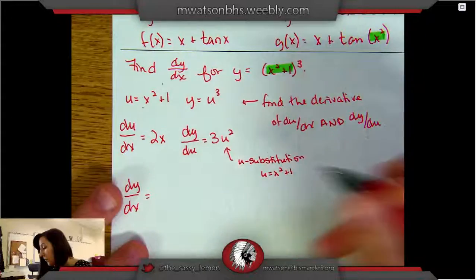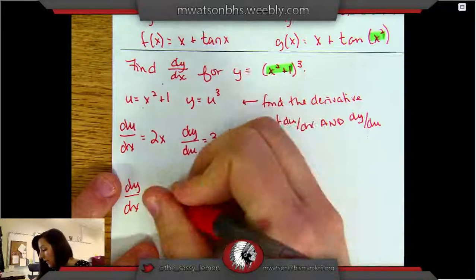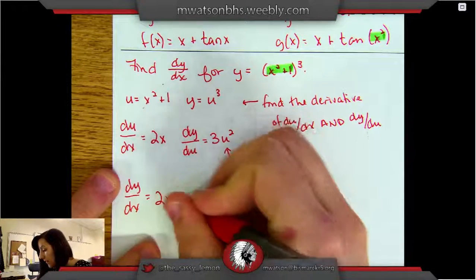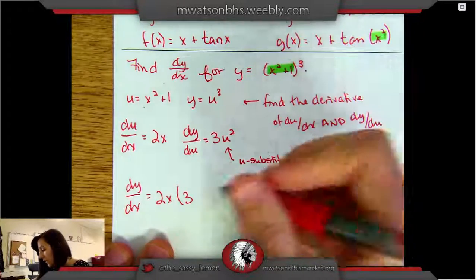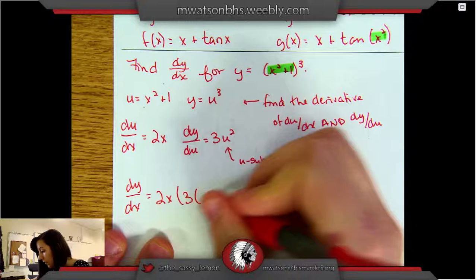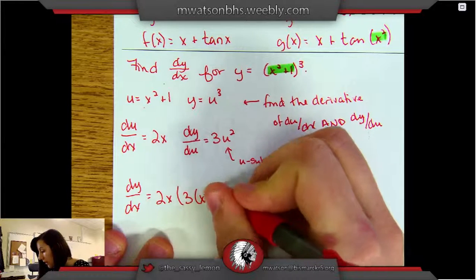So when we go to multiply them, we're going to say 2x times 3 times x squared plus 1 squared.